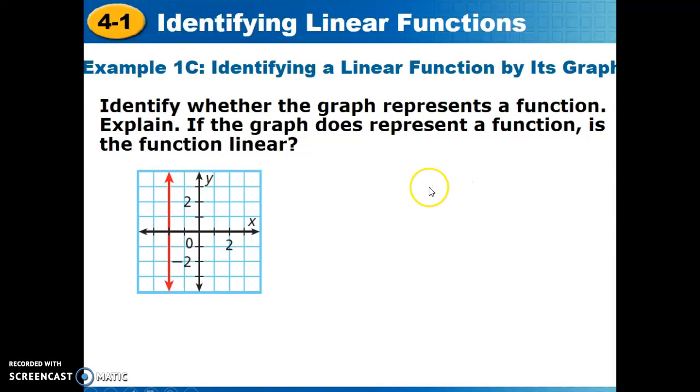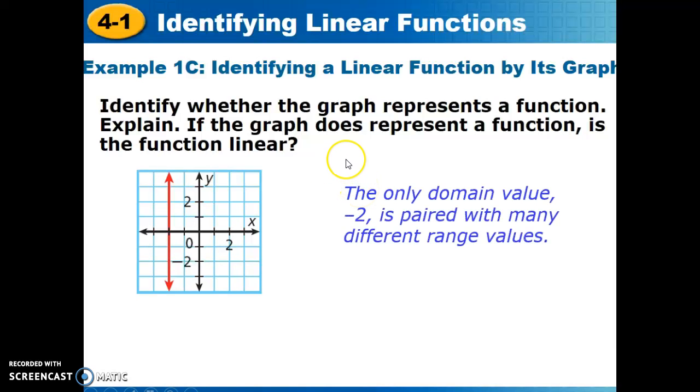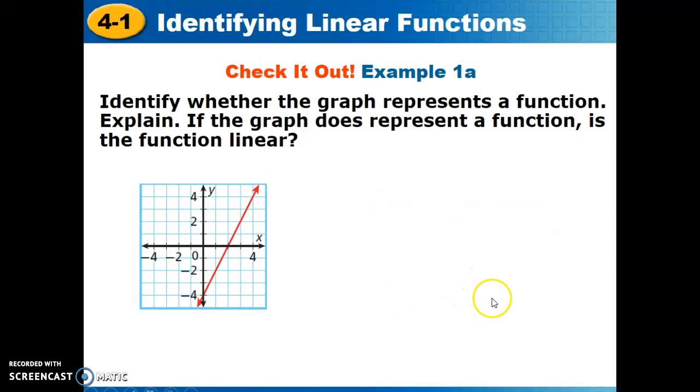Let's look at this one. Does it represent a function? Well, we know that this x value, -2, has infinite y values. Therefore, each domain has multiple ranges. It is not a function, but it is a line. The only domain value is -2, many different range values. It is not a function.